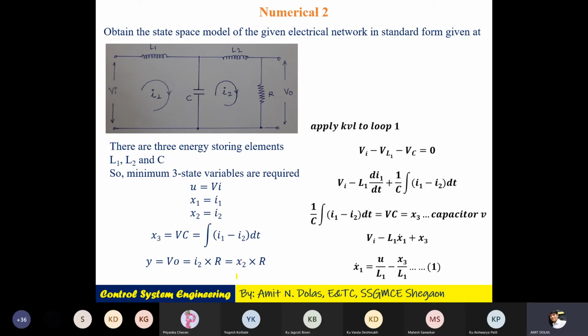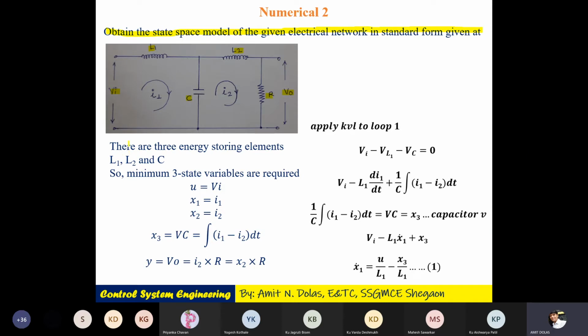Let's go for numerical 2. Numerical 2 is: obtain the state space model of the given electrical network in the standard format. So you can see now there are two loops. The input is there. There are two inductors L1 and L2, one capacitor C, and the output of course is across one resistance.